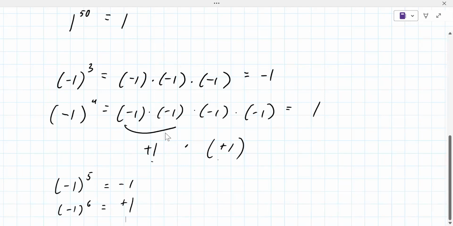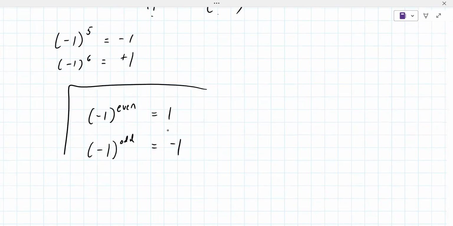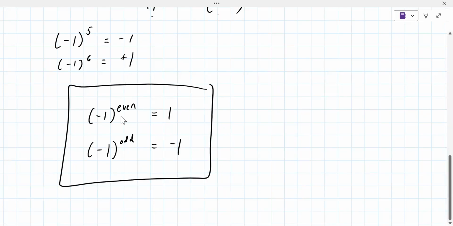Okay. So the rule is negative 1 to an even power is 1. Negative 1 to an odd power is negative 1. This is what you have to write down. Now we're going to do some problems, incorporating this with the order of operations that we've been doing. Let me know when you've got this down, and if you need to, write some of your own notes, that's fine too.